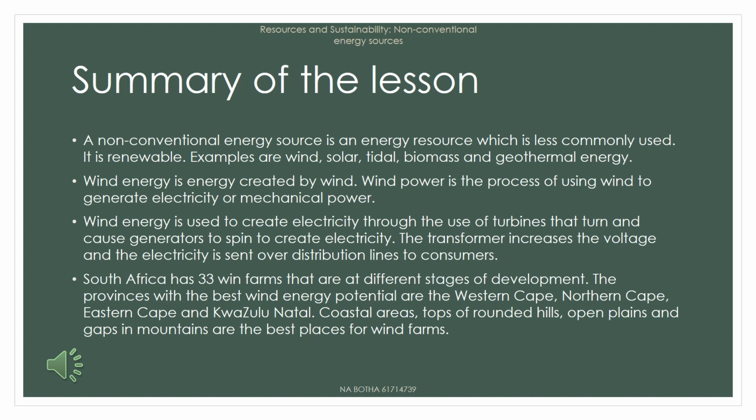Wind energy is used to create electricity through the use of turbines that turn and cause generators to spin to create electricity. The transformer increases the voltage and the electricity is sent over distribution lines to consumers. South Africa has 33 wind farms that are at different stages of development. The provinces with the best wind energy potential are the Western Cape, Northern Cape, Eastern Cape, and KwaZulu-Natal. Coastal areas, tops of rounded hills, open plains, and gaps in mountains are the best places for wind farms.